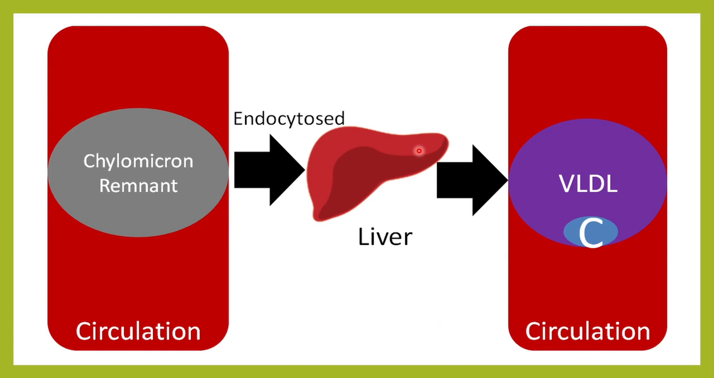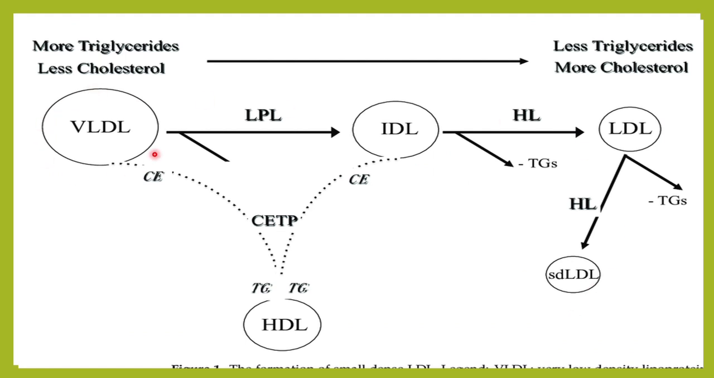So this is the chylomicron remnant in the circulation. It is endocytosed into the liver, and in the liver, it produces the VLDL and leaves it in the circulation. So VLDL is converted to IDL and IDL becomes LDL. VLDL is very much rich in triglyceride and less in cholesterol. And as it becomes LDL, you will see that the triglycerides are removed and cholesterols are added.